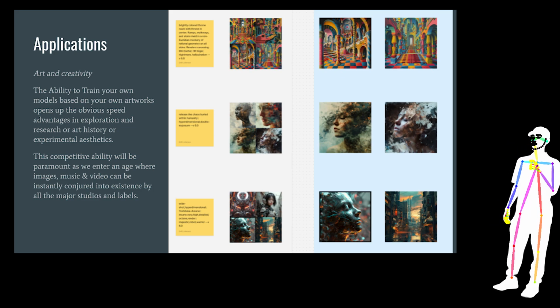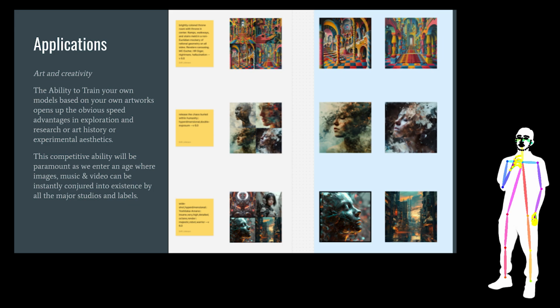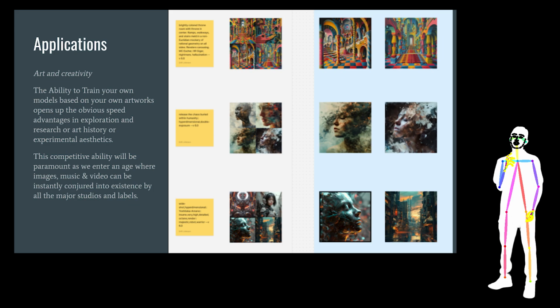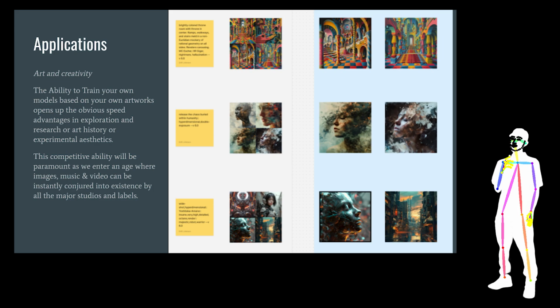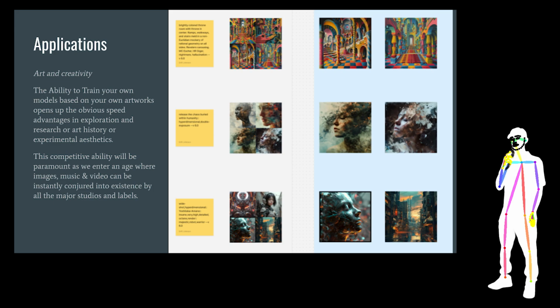So the ability to train your own models opens up speed advantages, obviously, because if you can do quick estimation of styles and explore them without having to actually draw them all out, you might find that that's more valuable because you can accelerate your learning.